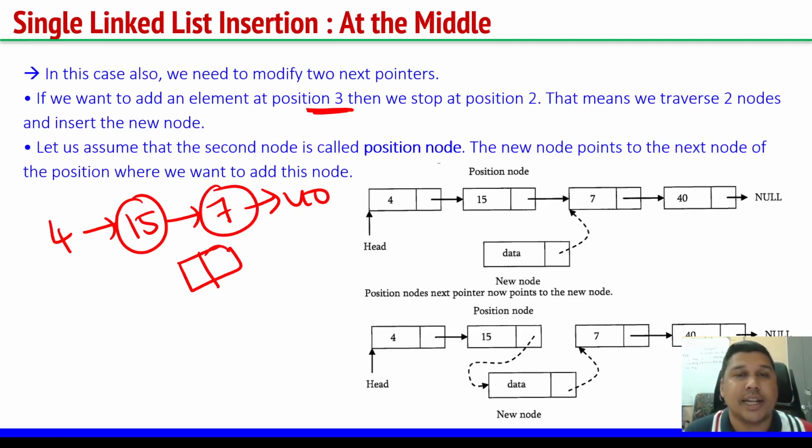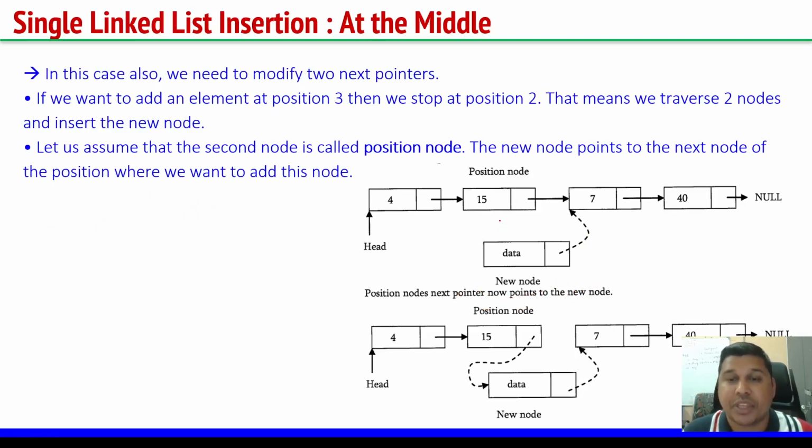So how do I insert a new element? The first step is to create this node. We know which commands will help us in creating this node. Assume that is done. After that, your position is 3. It means you have to stop at position 2. There you can insert a new element like this. When the position is 3, you traverse the list and reach till 2.